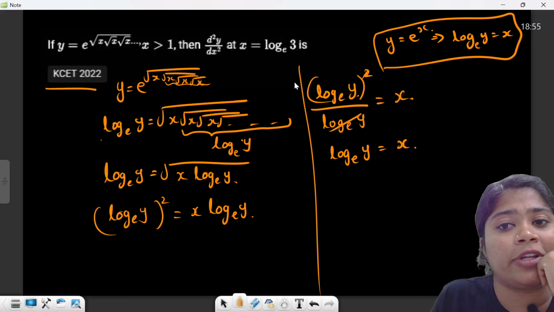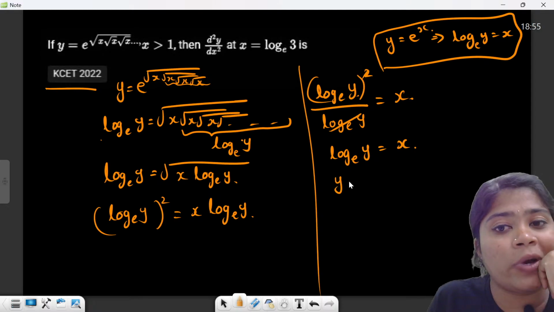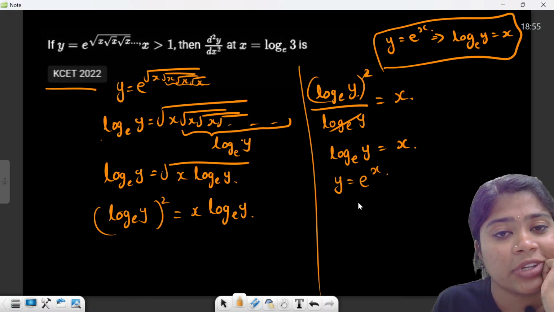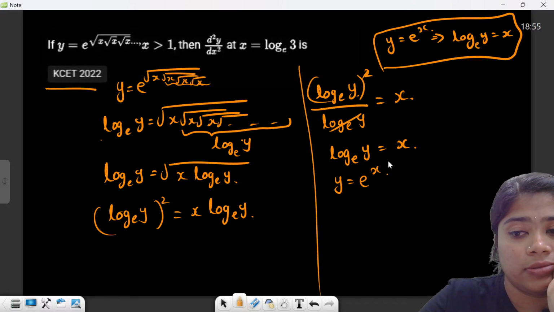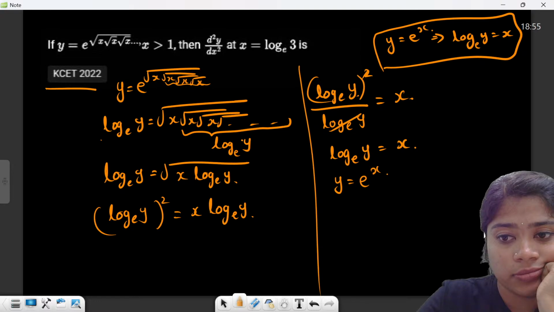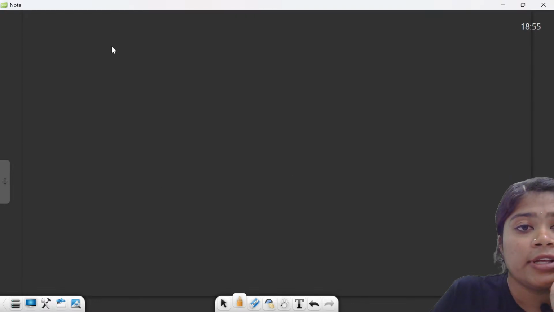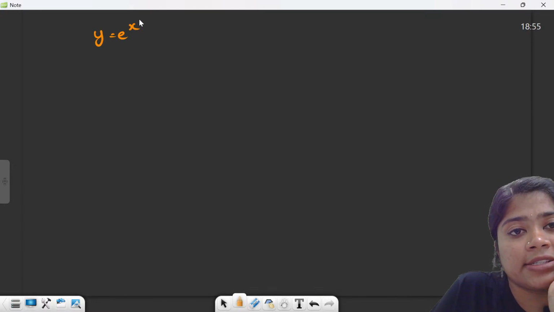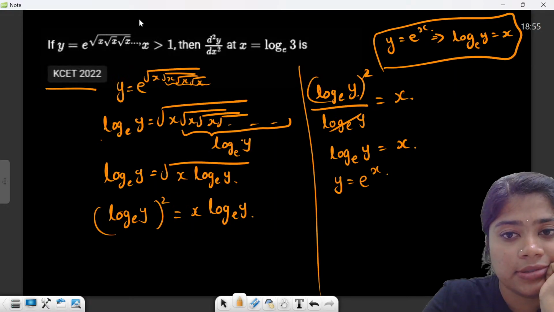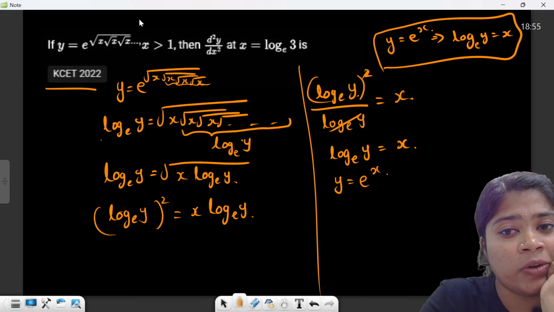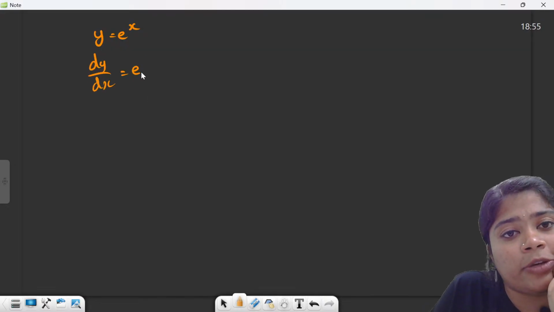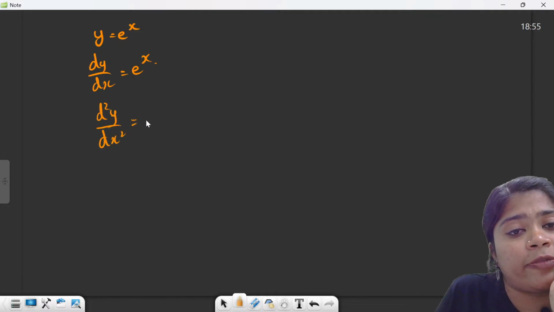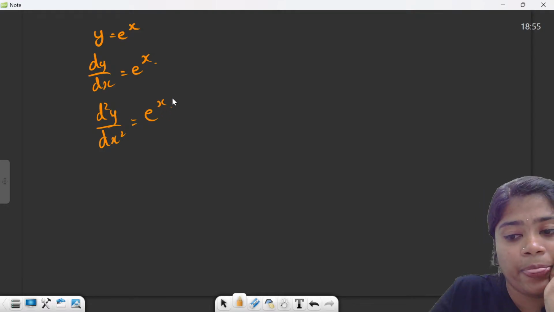So here we want to differentiate twice. What is y? So y is nothing but e power x, no? So y is equal to e power x. So we want to differentiate. Differentiate this: dy by dx is also equal to e power x. d square y by dx square, double time differentiation, is also e power x.